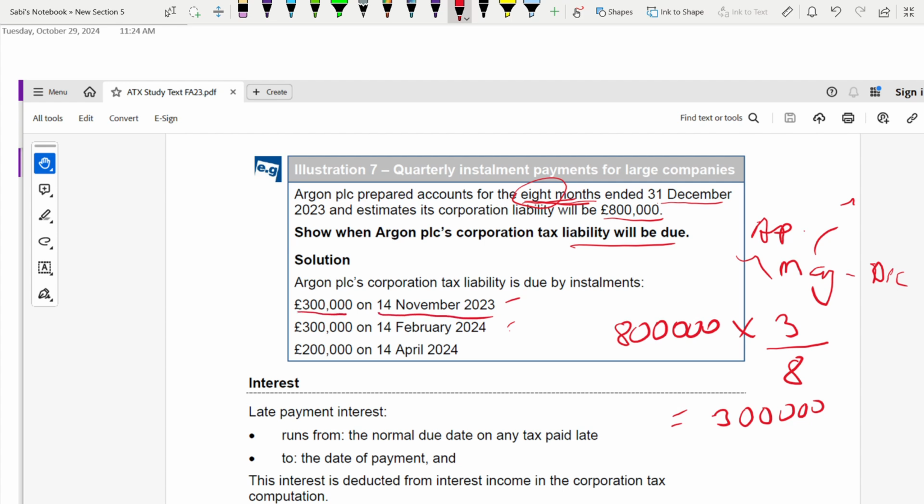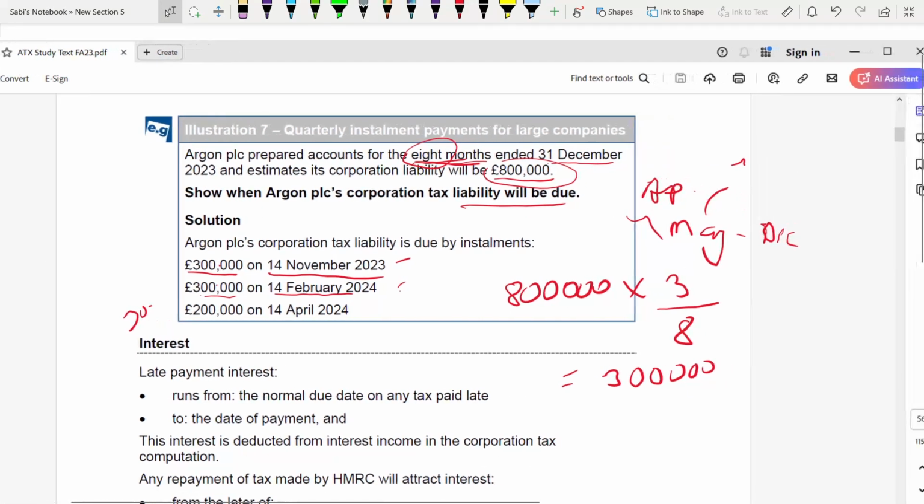Add 3 months to it. That is the 10th month. So 10th month will be December, January, Feb. So another 300, 14th. But we can't pay another 300, okay? Because then it will add up to 900. The total is 800, okay? So for the last installment, what you have to do is it's 800 into 2 divided by 8.